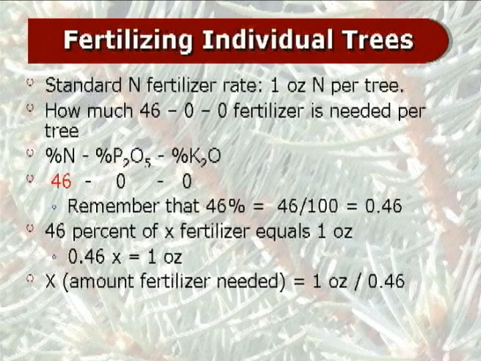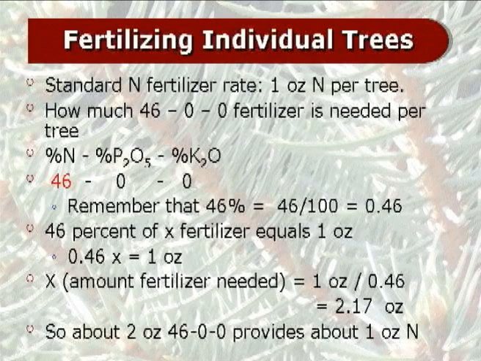46% of our unknown amount of fertilizer equals 1 ounce. If we let x represent the unknown amount of fertilizer, we can write this statement as 0.46 times x equals 1 ounce. Dividing both sides of the equation by 0.46 gets our unknown on one side of the equation. Now, solving the equation, x is equal to 1 divided by 0.46. My trusty calculator tells me the answer is 2.17, or approximately 2 ounces. So it takes 2 ounces of urea fertilizer to deliver 1 ounce of nitrogen to an individual tree.